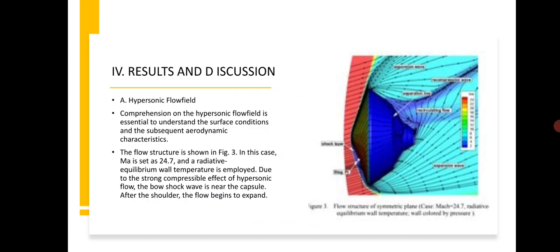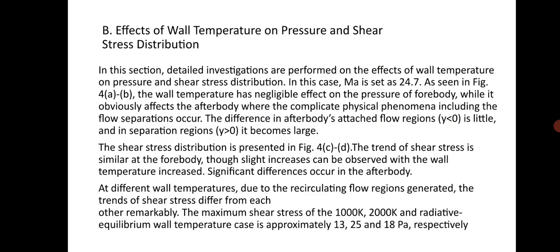Results and discussion. Hypersonic flow field. Comparison of the hypersonic flow field is essential to understand the surface condition and the subsequent aerodynamic characteristics. The flow structure is shown in figure 3, in the case of Mach 24.7 with radiative equilibrium wall temperature. Due to the strong compressible effects of hypersonic flow, the bow shock is near the capsule. After the shoulder, the flow begins to expand.